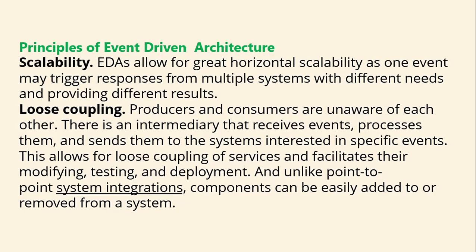So what are the best principles of event-driven architecture? First is scalability. Event-driven architecture allows for great horizontal scalability, as one event may trigger responses from multiple subsystems with different needs and providing different results. Loose coupling. Producers and consumers are unaware of each other. There is an intermediary that receives events, processes them, and sends them to the system interested in specific events. This allows for loose coupling of services and facilitates their modifying, testing, and deployment. And unlike point-to-point system integration, components can be easily added or removed from a system.